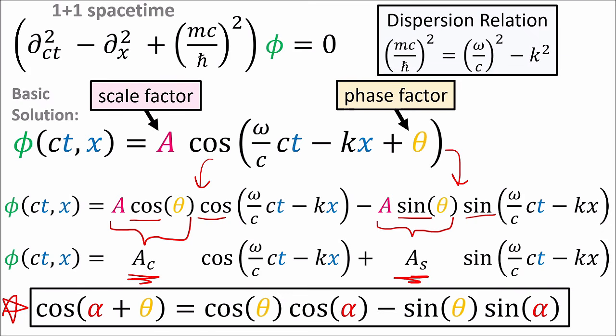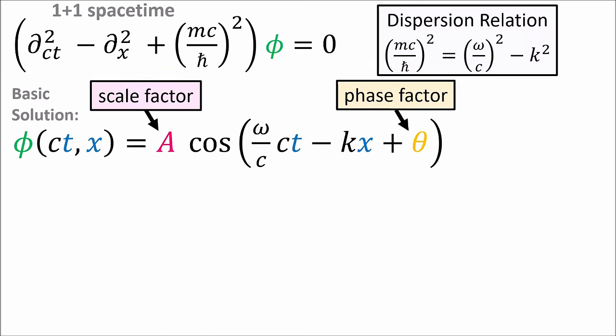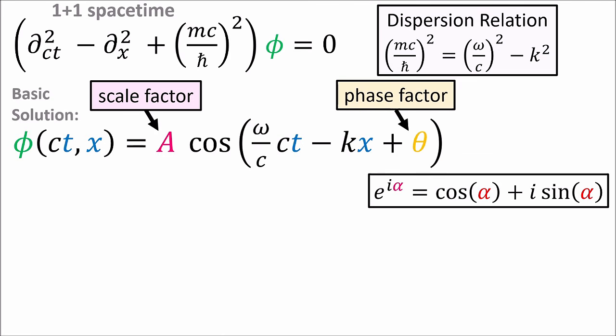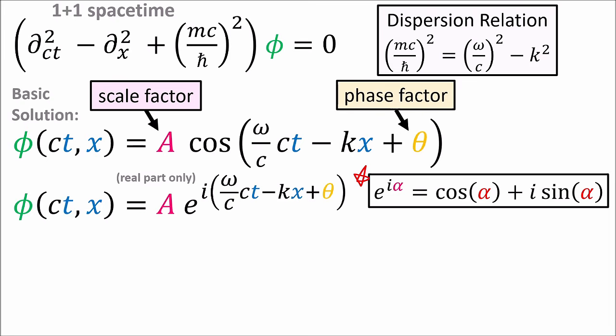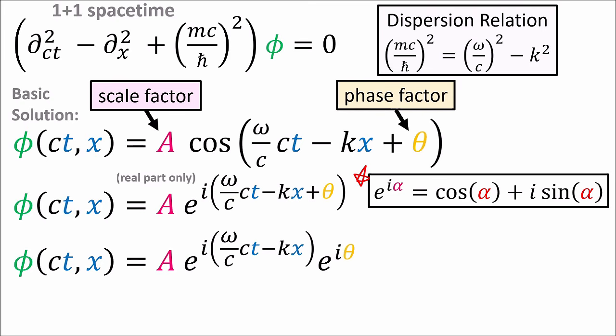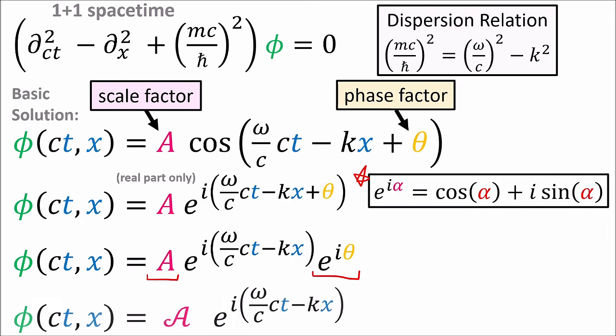Another way to rewrite the basic cosine solution is using Euler's formula. Taking the real part of a complex exponential is the same thing as a cosine wave. We can also include the complex exponential of the phase factor theta into the real scale factor a to give us a new complex scale factor. So we can use the real part of this solution for real fields, or we can use the entire complex wave if the field is complex.